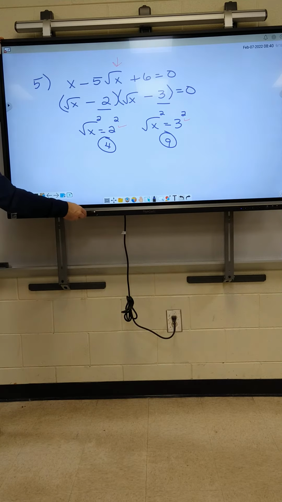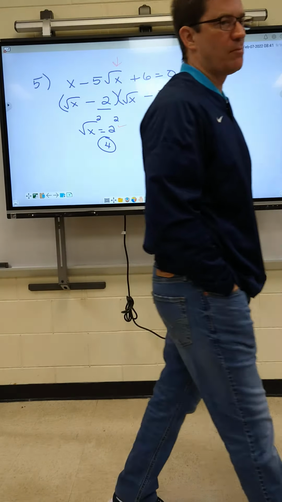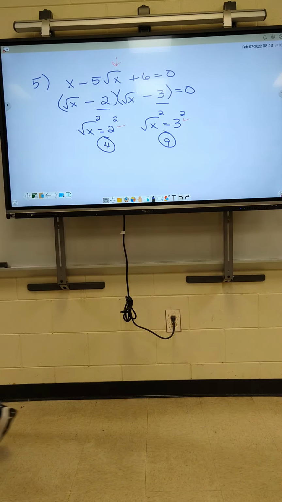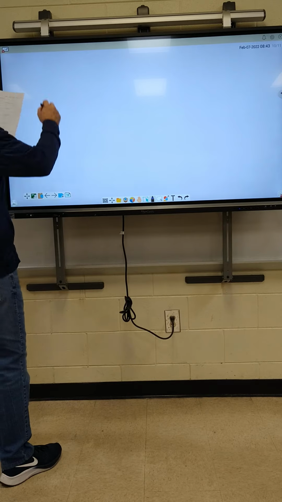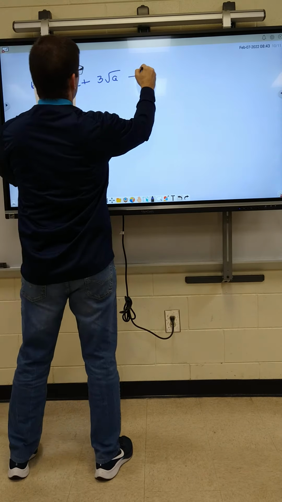All right, good. I showed you 5. Y'all try 6. What's that? On 6, I don't think we do. Let's do 6. a plus 3 root a minus 54.